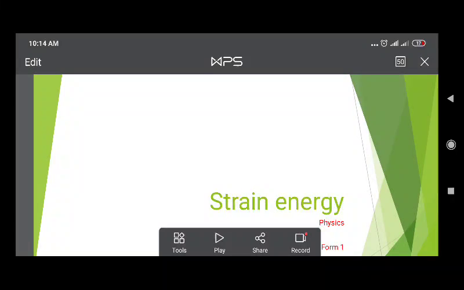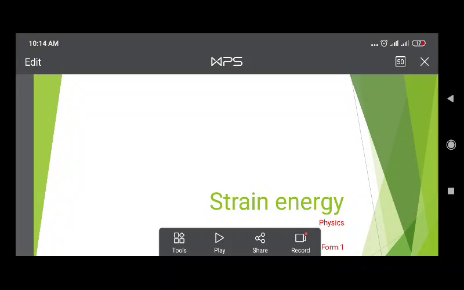Good morning, students. Today we'll proceed with energy, and today we'll be looking at strain energy. Okay, so the other day we were looking at gravitational potential energy, and we saw that it's a form of energy which is possessed by objects that are above the ground, above the surface of Earth. So today we'll proceed to look at strain energy.